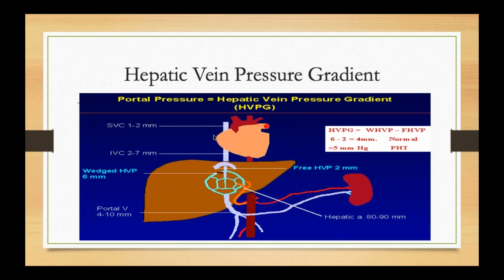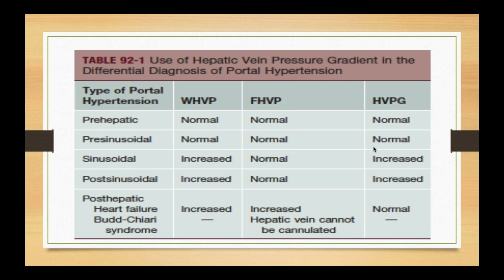So we calculate HVPG by wedged hepatic vein pressure minus free hepatic vein pressure. Wedge means once you inflate the balloon, then you will see the pressure, how much it is, then the free hepatic vein pressure. It is usually around 4 mm of mercury. So more than 5 mm of mercury, we call it portal hypertension. HVPG is not a clinically very useful test. It is invasive also, where you have to go through the internal jugular vein.